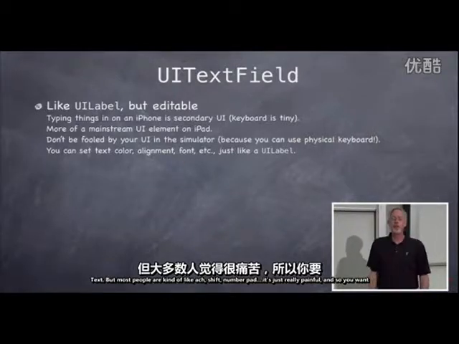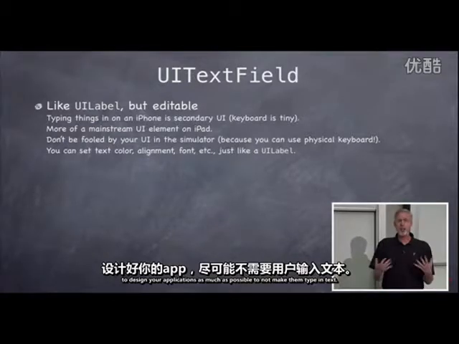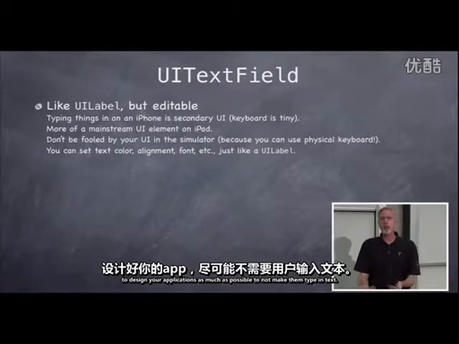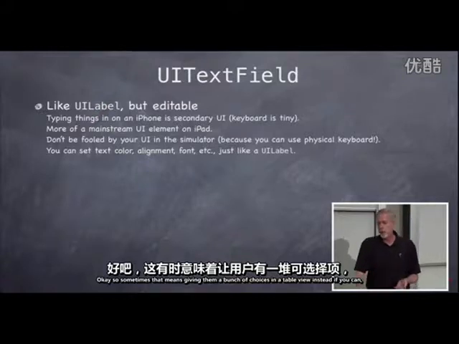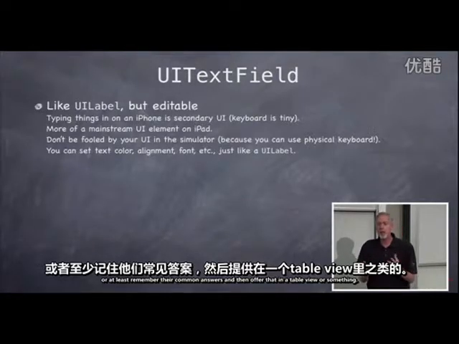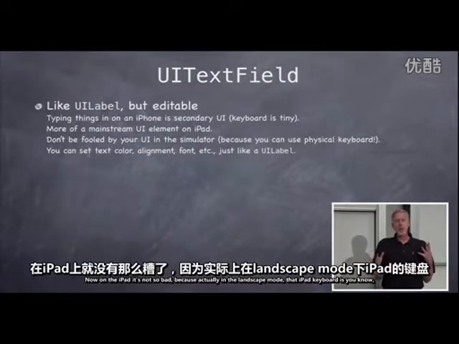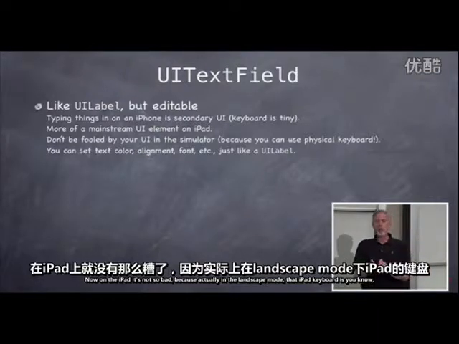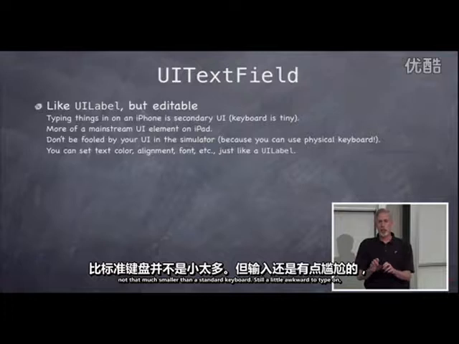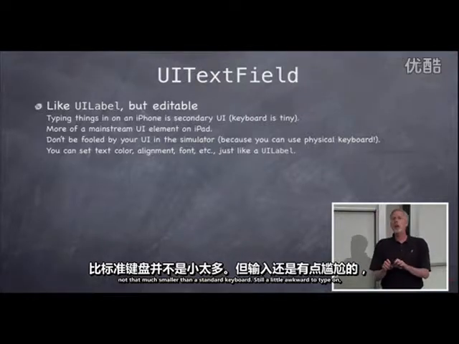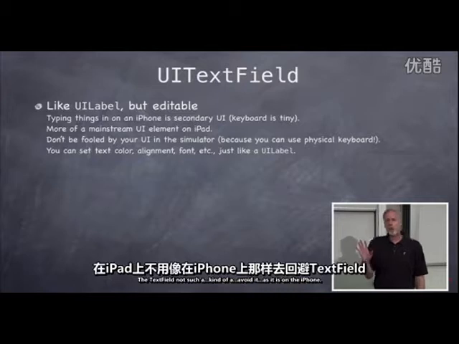It's just really painful. So you want to design your applications as much as possible to not make users type in text. Sometimes that means giving them a bunch of choices in a table view instead, if you can, or at least remembering their common answers and offering those in a table view. Do whatever you can on the phone to do that. Now on the iPad, it's not so bad, because in landscape mode, the iPad keyboard is not that much smaller than a standard keyboard. It's still a little awkward to type on, but it's different on iPad. So with text field, it's not such a case of avoiding it as it is on the iPhone.